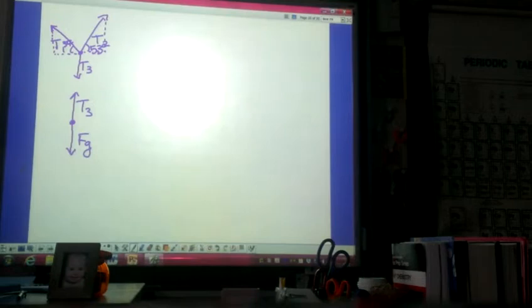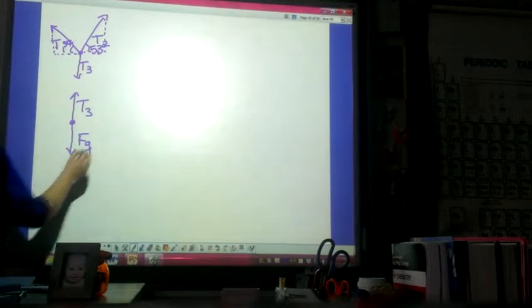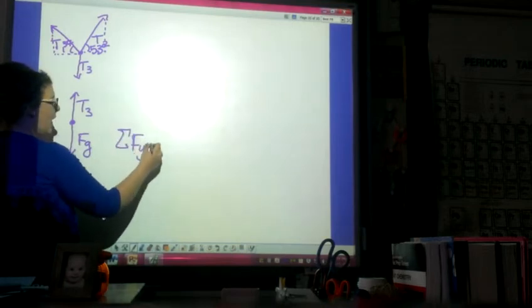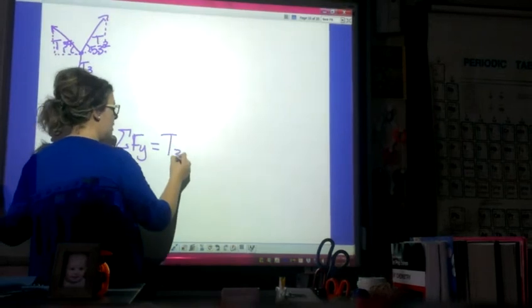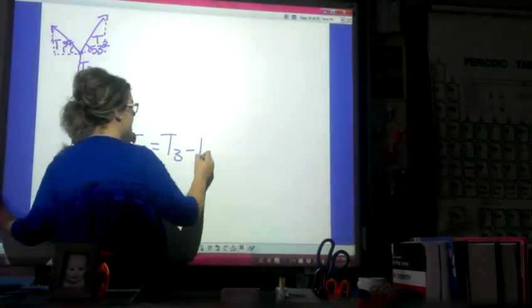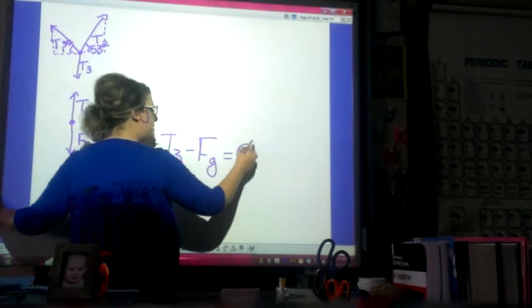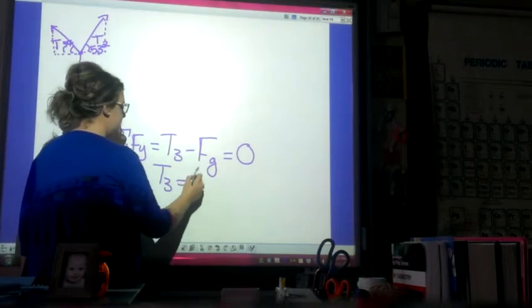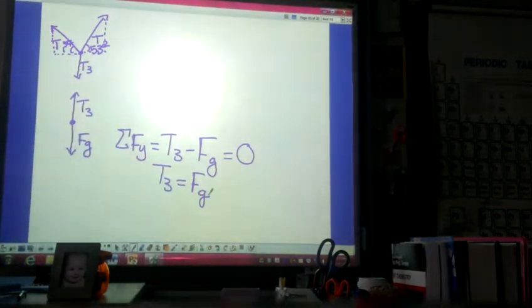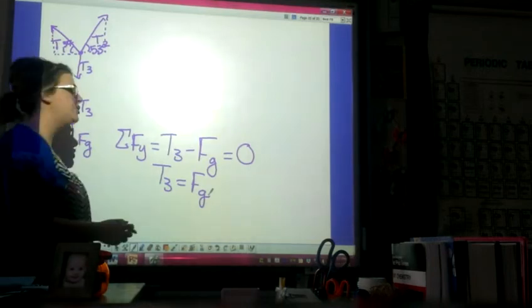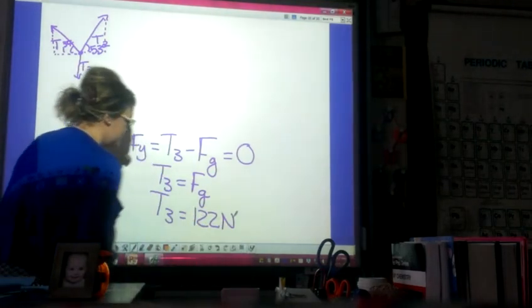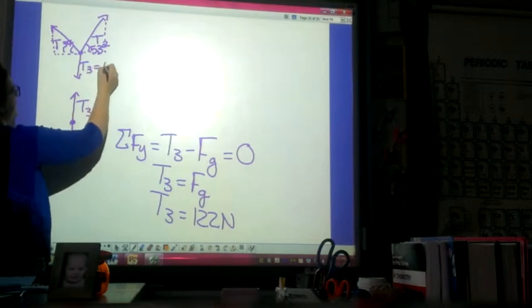Because that traffic light, we're assuming it's at rest, I can say then for the traffic light, the sum of the forces in the y is equal to T3 minus the weight force. And I can set that equal to 0 because I know it's at rest, or at least it should be, which means that T3 is equal to the weight force. They told me the traffic light weighs 122 newtons in the problem. So T3 must equal 122 newtons. So I have one piece. T3 is 122.